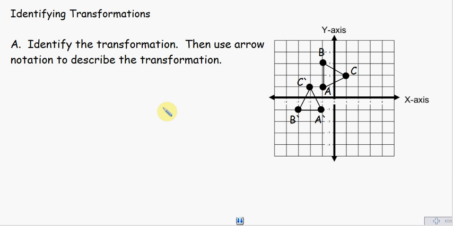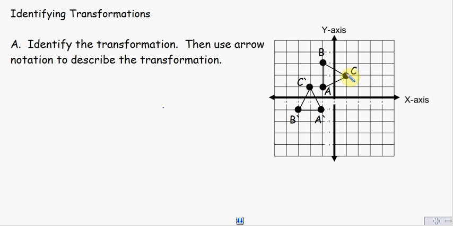Anyway, identifying transformations. I'm going to go over a couple of different problems, and this is the first one. We're going to identify the transformation, then we're going to use arrow notation to describe the transformation. Now this arrow notation is not very complicated. Don't worry about that. We'll do that at the very last. But again, we just want to identify the transformations.